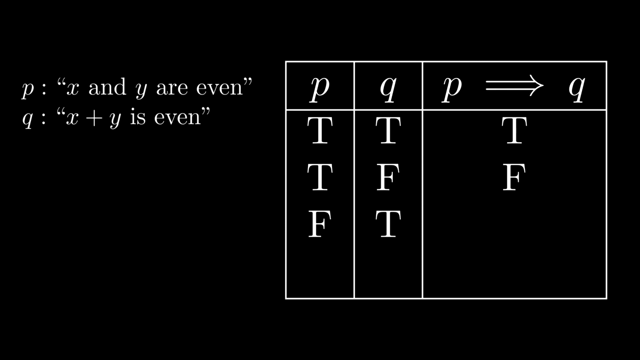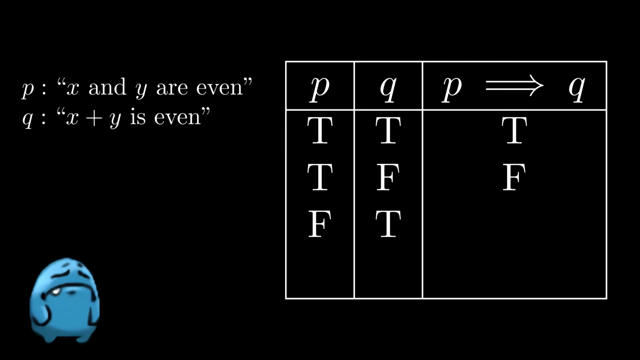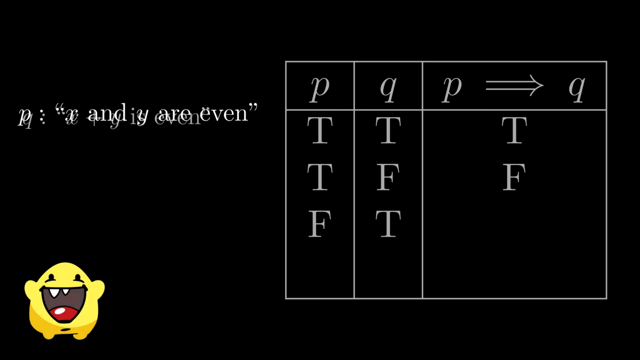Now, what if p is false but q is true? Firstly, what does it mean for p to be false? Since p being true means that both x and y are even, this means that for p to be false, at least one of x or y are not even, or in other words, at least one of x or y are odd.